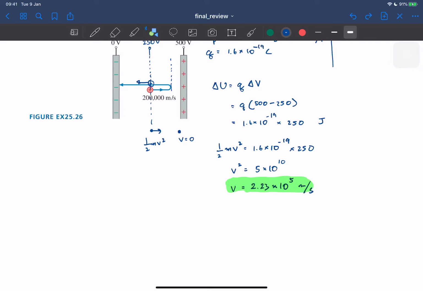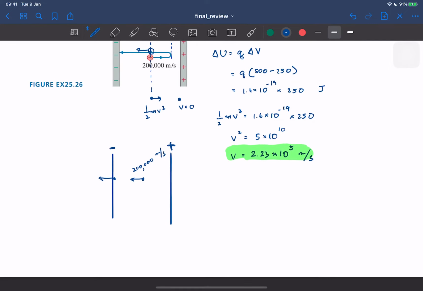So I have the negative and positive plate here. This is the negative plate, this is the positive plate. So the question becomes something like this: if I release the proton here at 200,000 meters per second in the middle, what's the velocity of the proton when it reaches the negative plate, right?